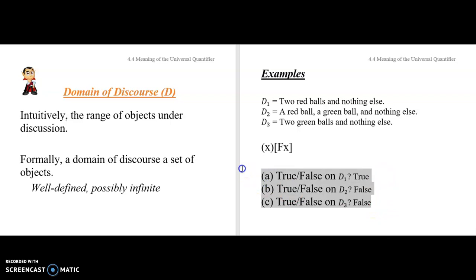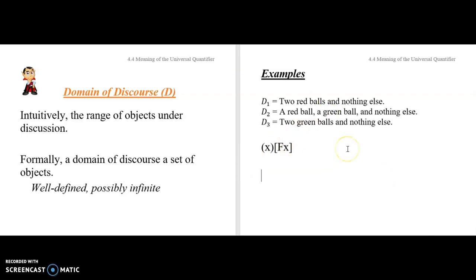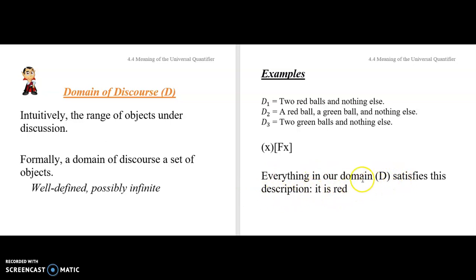So the idea is that we can translate a sentence like "for all x, Fx" as meaning something like: on domain of discourse D, everything is red. Everything means something like everything in our domain. Everything in our domain D satisfies this description. It is red. Everything in our domain is red. That's what this sentence means.